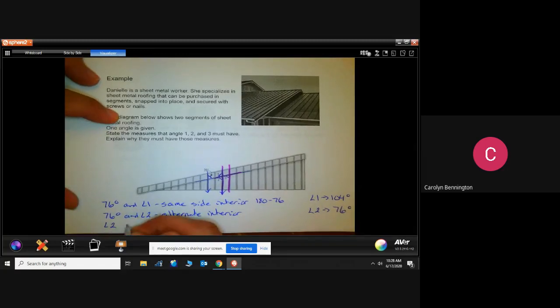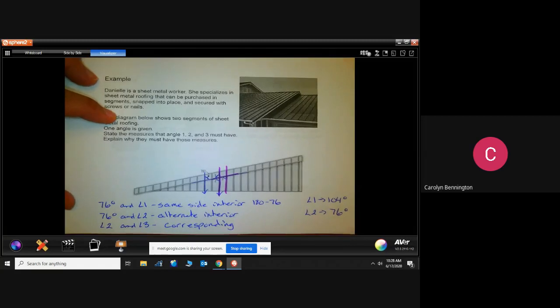So angle 2 and angle 3 are corresponding angles. And corresponding angles have the same measurement. So angle 3 is going to be the same as angle 2, which is 76 degrees.